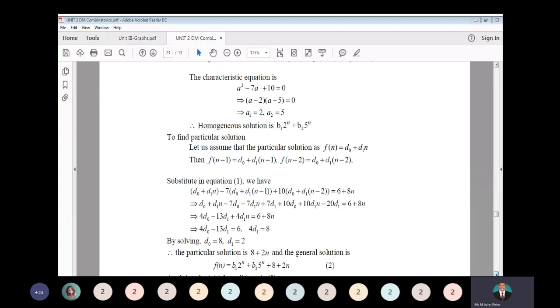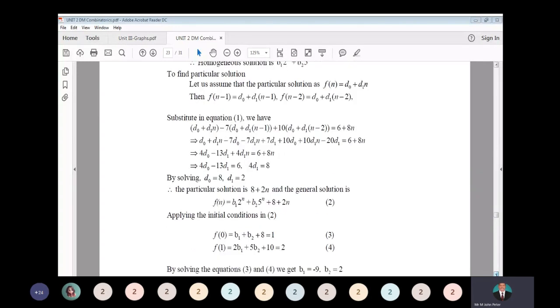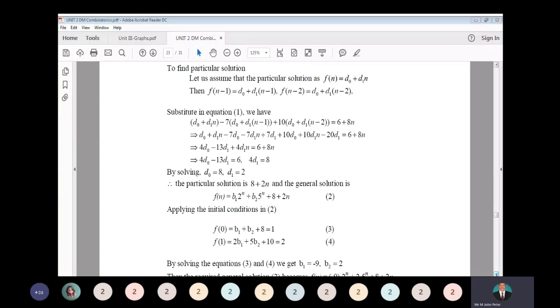That means equate the coefficient of the constant term and the coefficient of n. The constant term gives 4 d0 minus 13 d1 equal to 6. Equating the coefficient of n, you will get 4 d1 equal to 8. So d1 equal to 2. Putting d1 equal to 2 in the equation 4 d0 minus 13 d1 equal to 6, you will get d0 equal to 8. So hence the particular solution becomes 8 plus 2n.